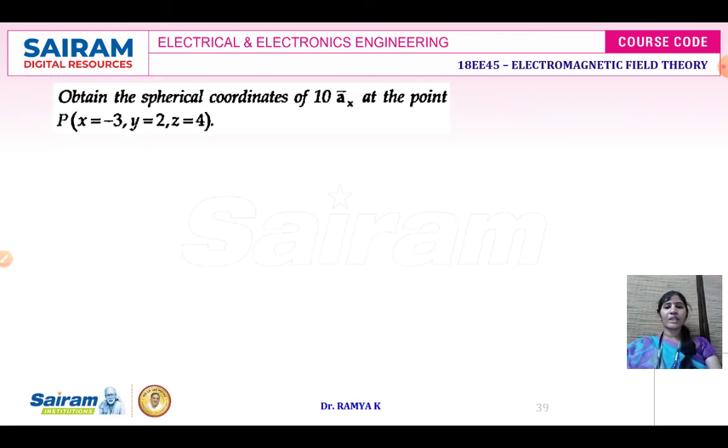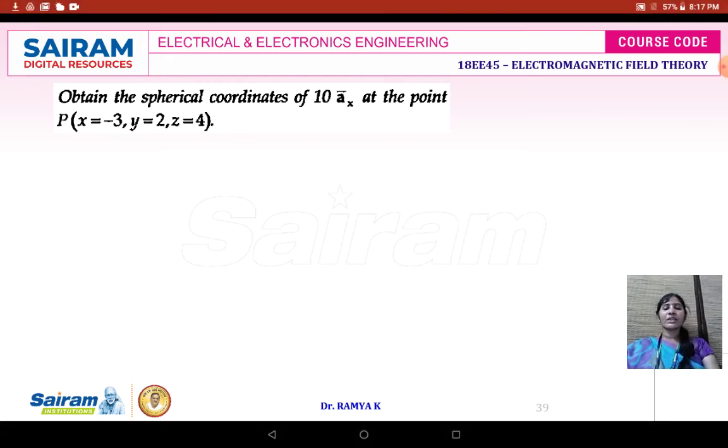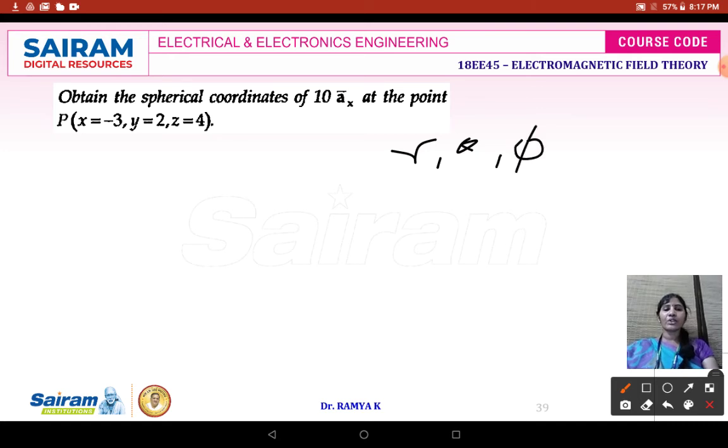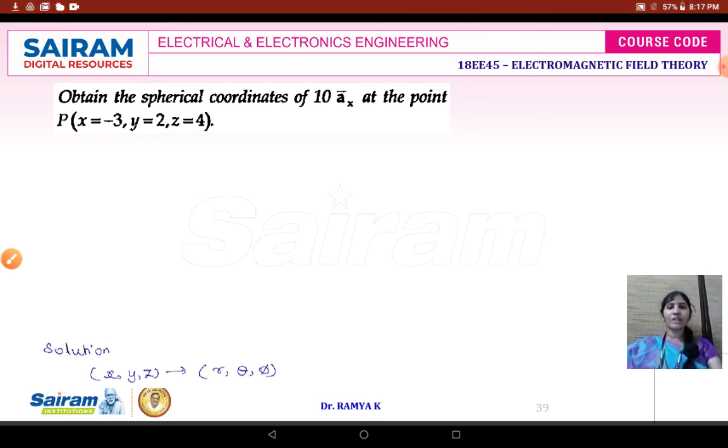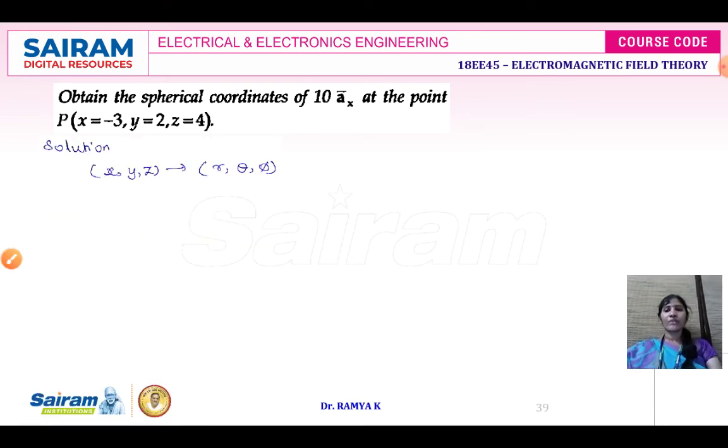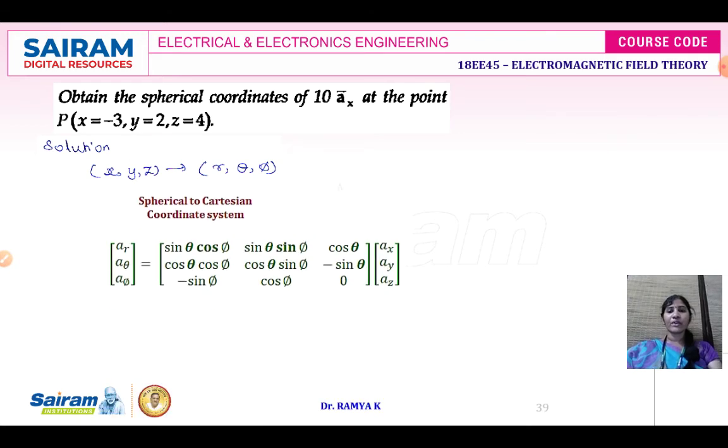Next, obtain the spherical coordinates of 10 ax vector at point x is equal to minus 3, y is equal to 2 and z is equal to 4. So we need to obtain the spherical coordinates. Spherical coordinates means r, theta and phi. So you have to obtain your r vector, theta vector and phi vector from the given Cartesian coordinate system. You have to convert your xyz coordinate system to r, theta and phi.